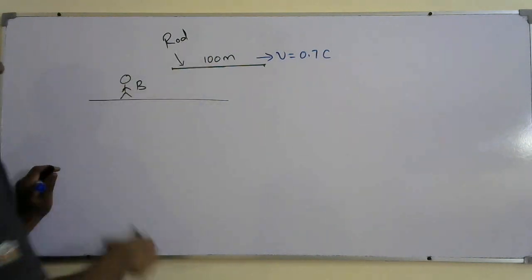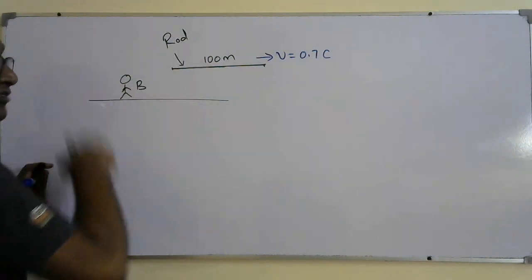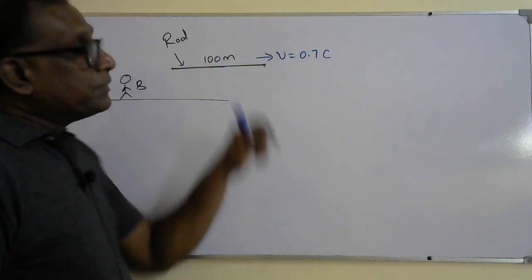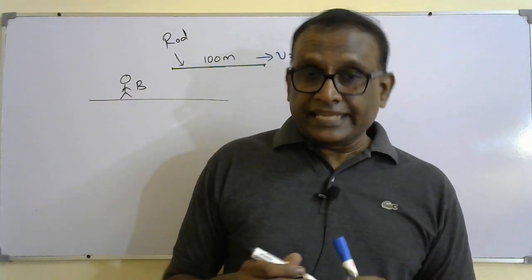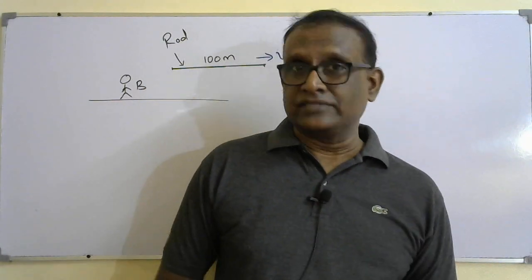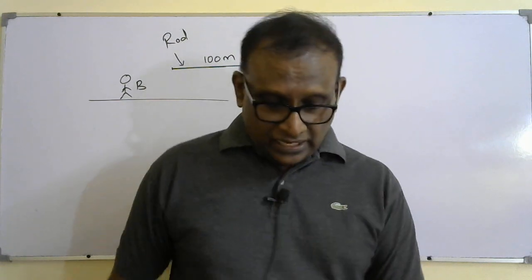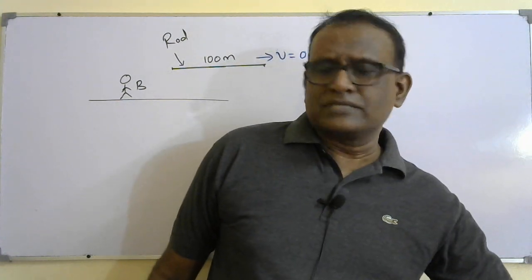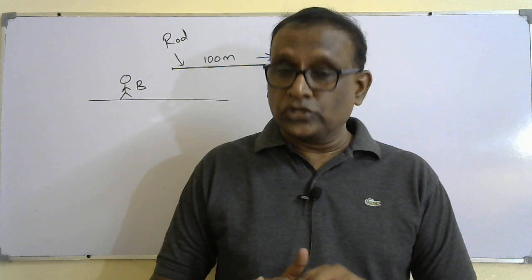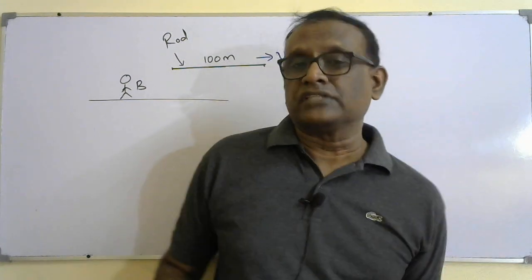Now B is measuring. B is at rest on the ground. So on the frame of reference of B, he is measuring the length of the rod when it is in motion at 0.7 times the speed of light. Maybe he might be using some sensors or whatever, we don't need to think about it. But he is measuring the length of the rod.